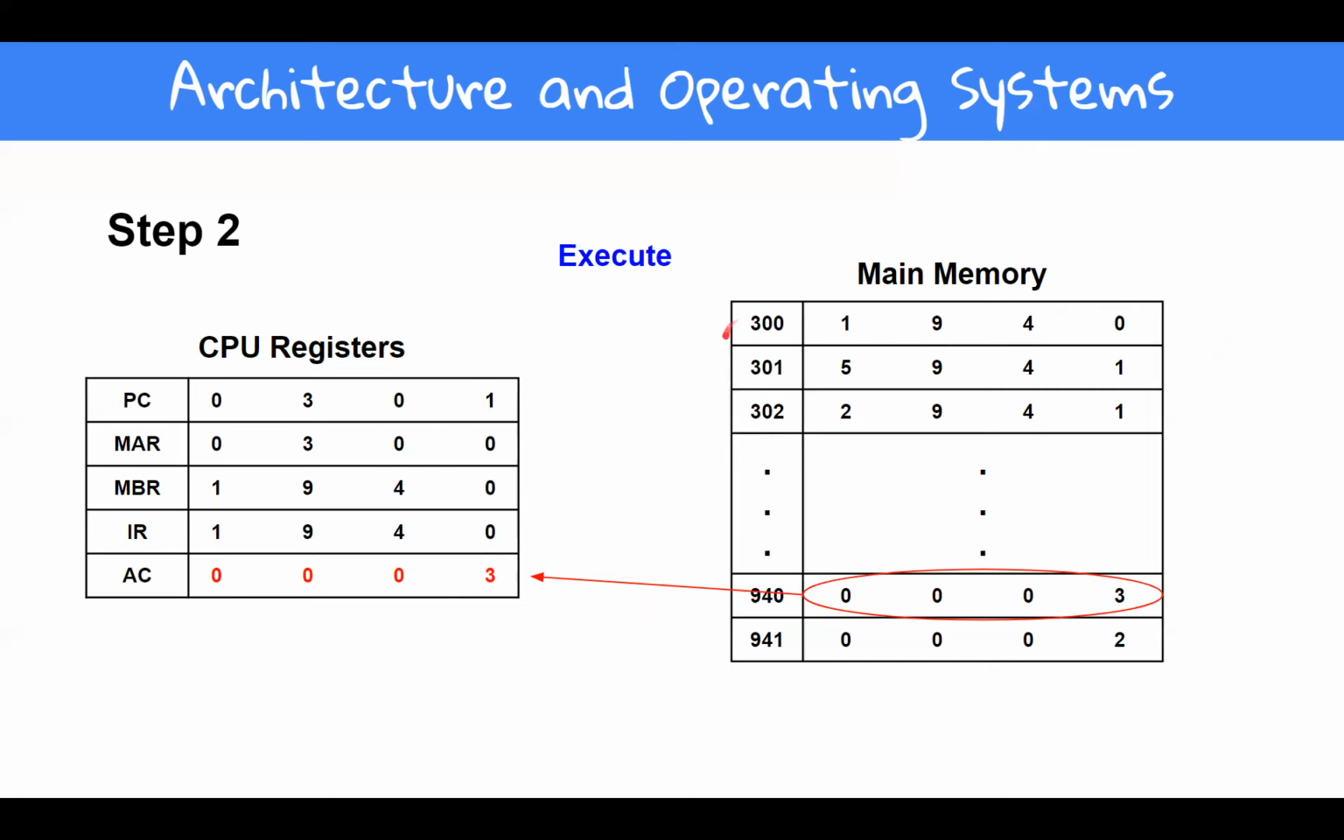Now we've got to go to the next. Program counter is already ready for the next instruction. So it sends the address to the MAR. MAR now is 301. The memory address register goes to 301, gets the instruction 5941, brings it to the MBR.